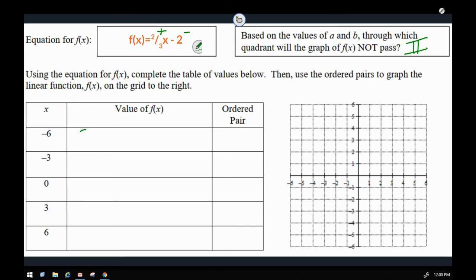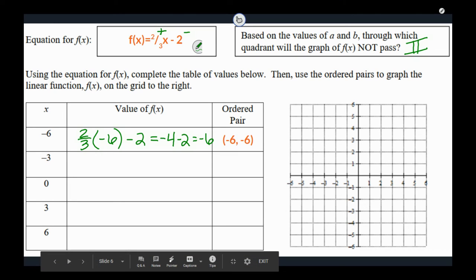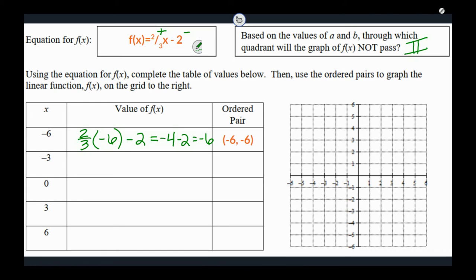So we have 2/3 times -6 minus 2. So we have 2/3 times -6. 2 times -6 is -12. -12 divided by 3 is -4. And -4 minus 2 is -6. So that's going to give us the point -6, -6. Okay, you're going to do that same thing for all of these x values.